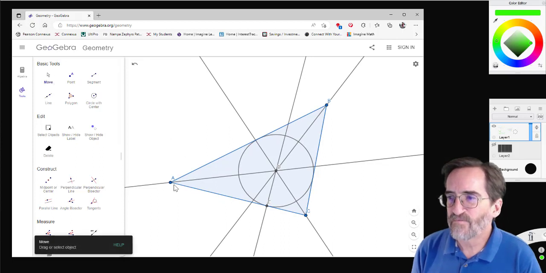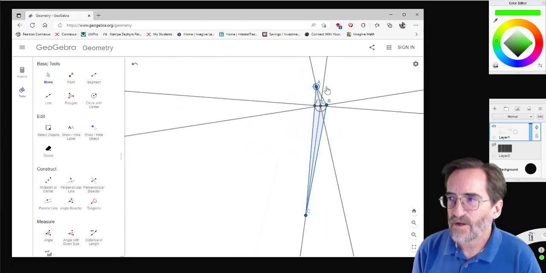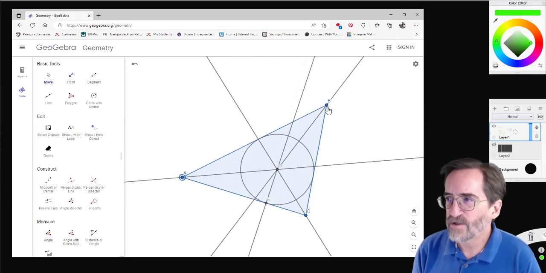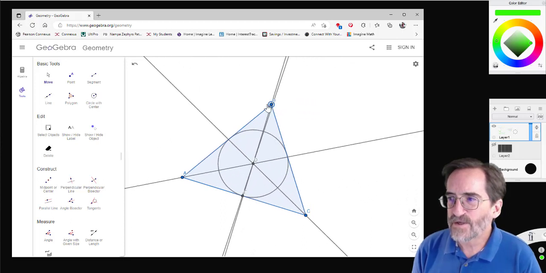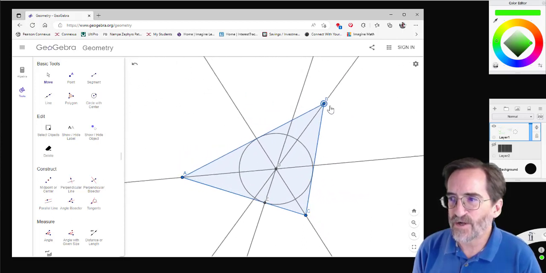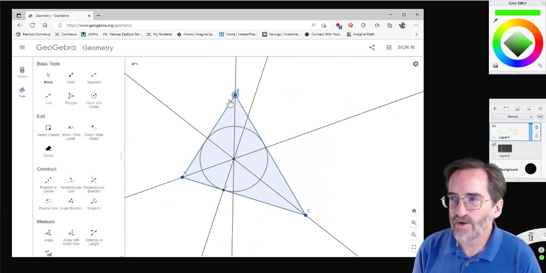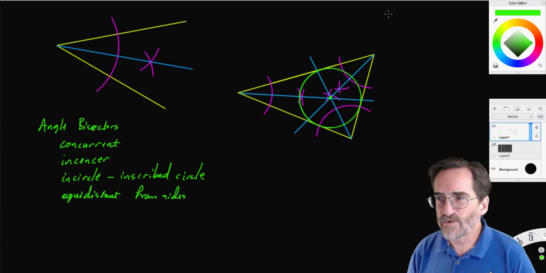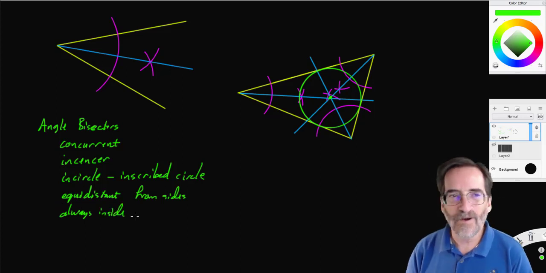So now as I move around the triangle, what you notice, I hope, is that the circle is always just touching all three sides of the triangle. But what's more is the in-center is always inside the triangle. I can't make it go on the edge of the triangle or go outside the triangle. It's always inside because the in-circle has to be inside the triangle. Okay, so it's equidistant from the sides, and it is always inside the triangle. All right, I hope that helps.